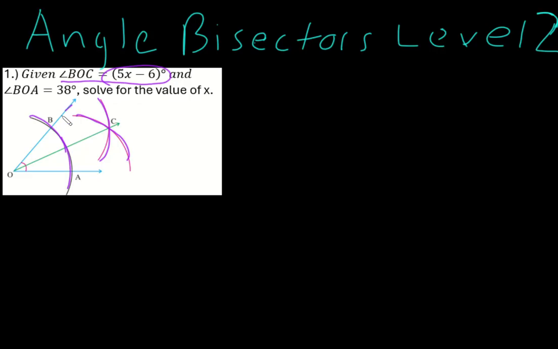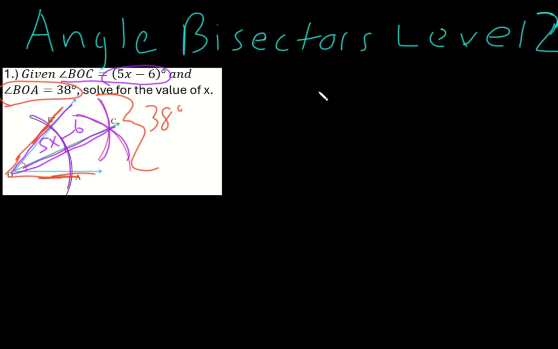Now, how would you describe angle BOC? Is that the half or the whole? Go ahead and think about that for a second. But we have 5x minus 6 degrees. Then we're given angle BOA is 38 degrees. Well, notice there's B to O to A. You'll kind of notice, hey, that's a half or a whole. And so I'll go to write 38 degrees.